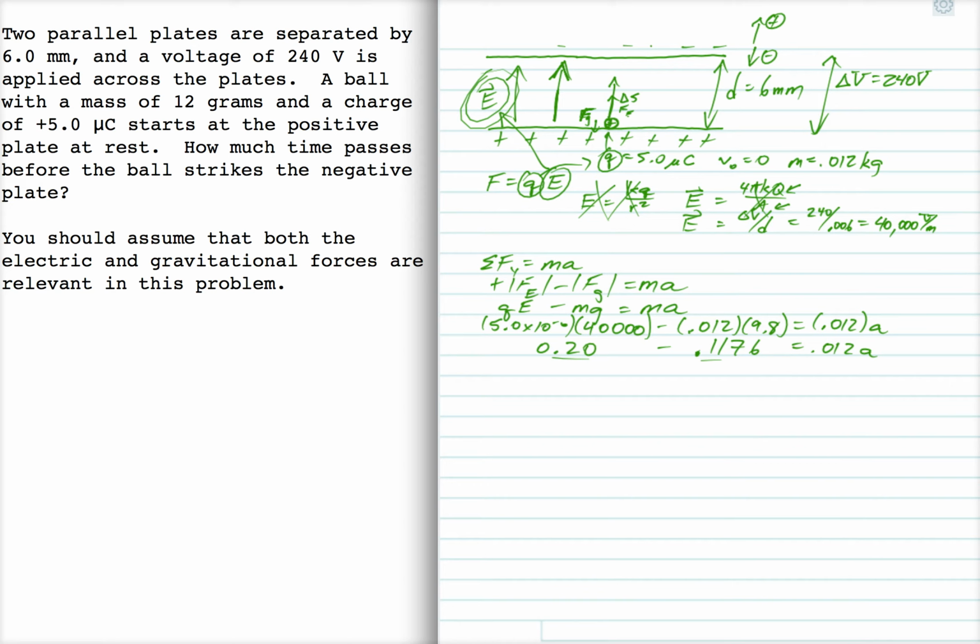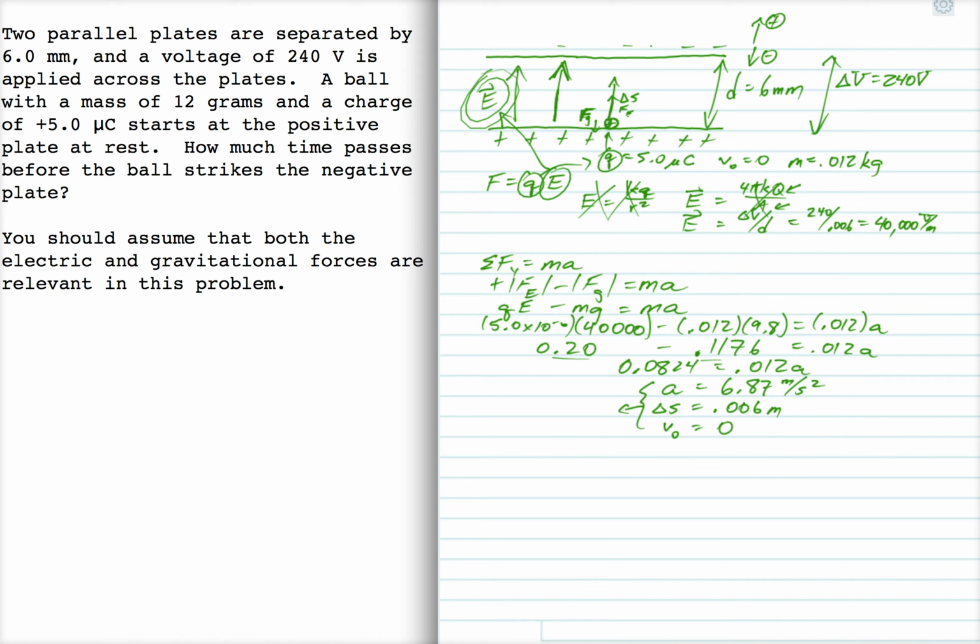Okay, so this adds up to 0.0824, and then if I solve for the acceleration, I get 6.87 meters per second squared. Alright, so now I know the acceleration. I also know the distance that it's going to travel, delta s, is 0.006 meters, and I also know the initial velocity. Therefore, I can use that in my equations of motion.